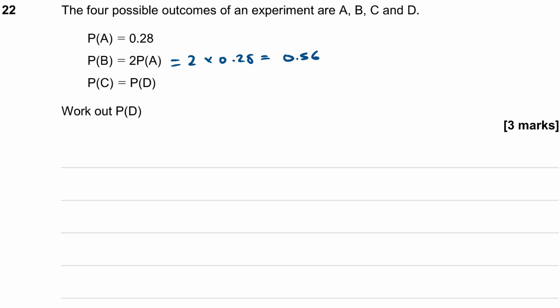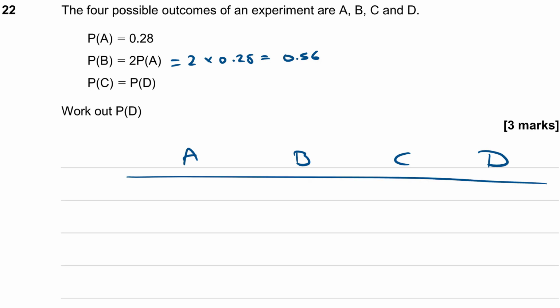Okay, so we've got the events A, B, C, and D. That is our outcome, and this is the probability. So we know that A is 0.28, we know that B is 0.56, and we know that C is equal to D. We don't know what those are. Let's call them X and X. And we want to work out what X is, the probability of D.